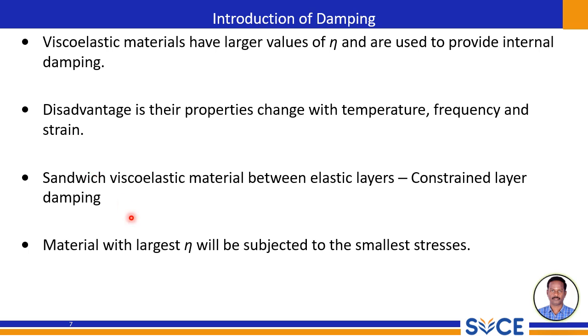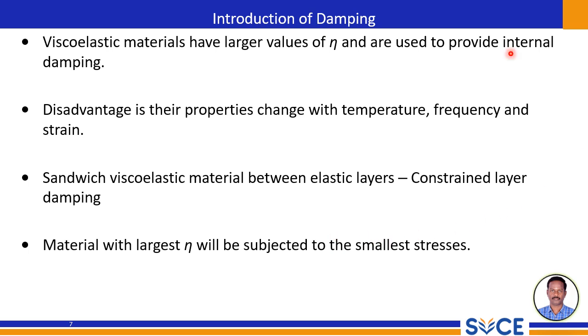To address some of this limitation, we often sandwich viscoelastic material between elastic layers, in constrained layer damping. This technique involves bonding a layer of viscoelastic material between two stiffer elastic layers. This constrained layer configuration enhances damping performance and increases material stiffness.